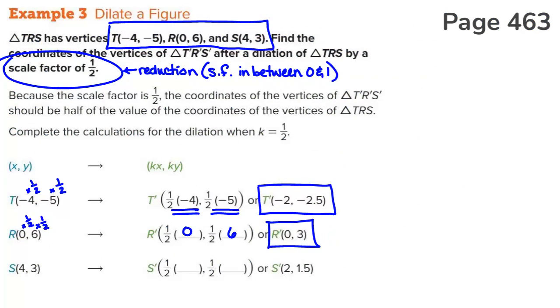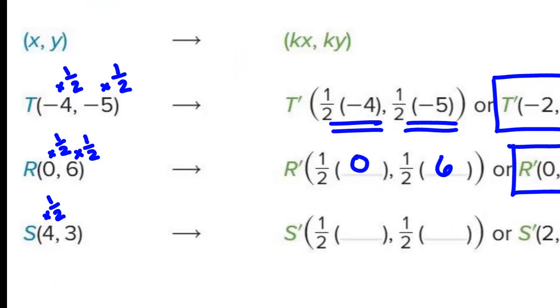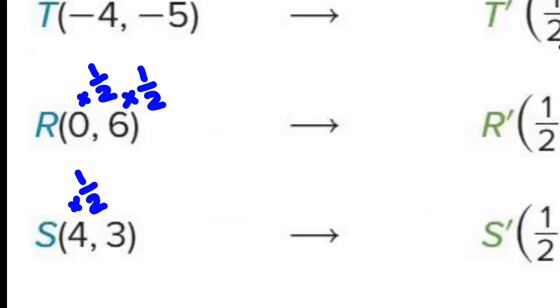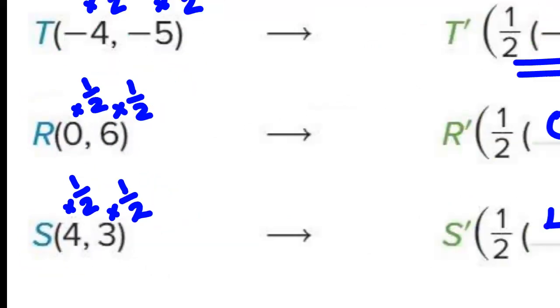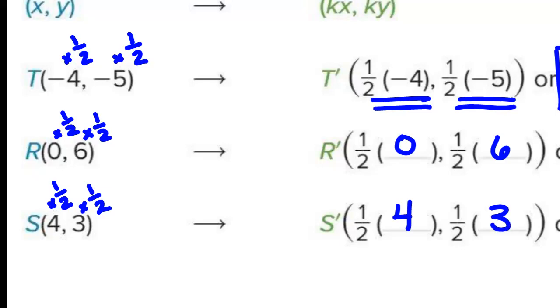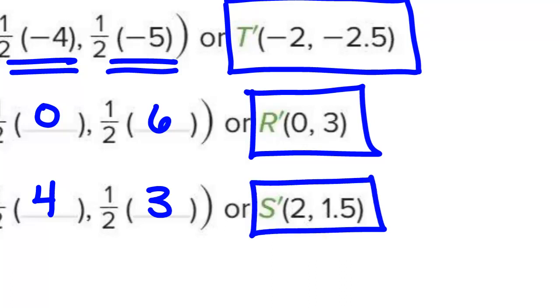And then we do the same thing to point S to get S prime. We're going to take the x part, 4 times 1/2. What's 4 times 1/2? 2. And then we do the same thing with the y part. What is 3 times 1/2? 4 times 1/2 is 2. What's 3 times 1/2? 1.5. Kind of like you got $3 and you spent half your money, you have $1.50 left.